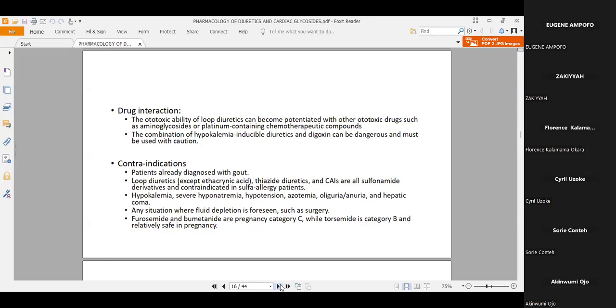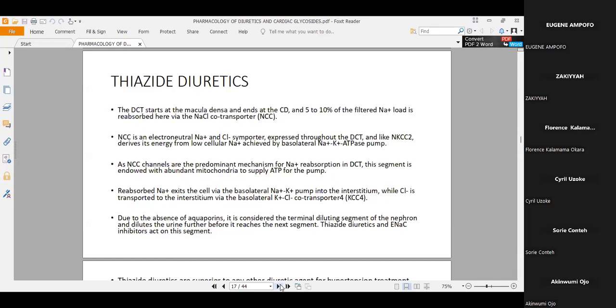Furosemide and bumetanide are pregnancy category C, while torsemide is category B, and it's relatively safe in pregnancy, unlike furosemide and bumetanide. So thiazide diuretics, they act on the distal convoluted tubule.